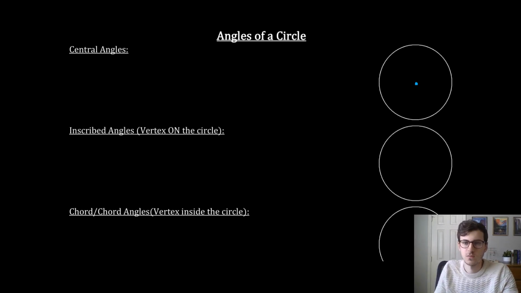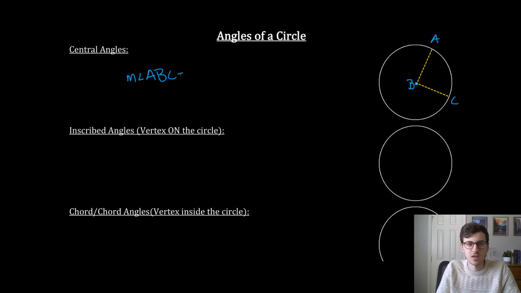The central angle of a circle, that's here and here. It's formed by two radii and the center of the circle. We know that, sure, A, B, C, the measure of angle ABC is equal to the measure of arc AC, right? That's central angles. Pretty self-explanatory.